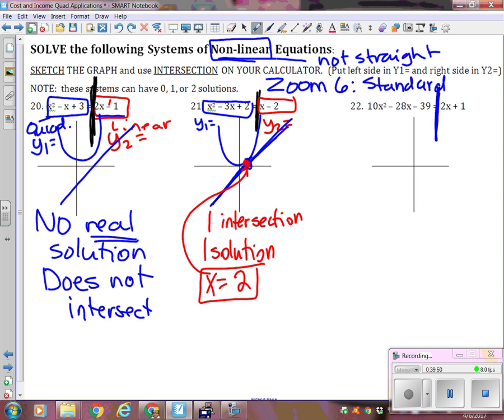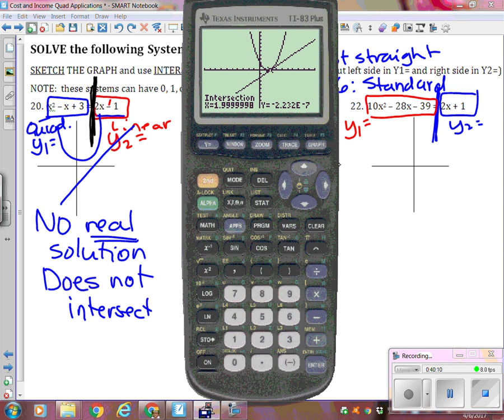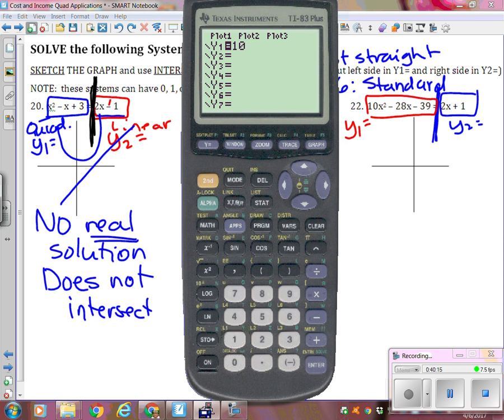Find the equals. That splits your problem. Everything to one side goes in what? Y1. Everything on the other side goes into Y2. All I ask you to do is sketch a picture of it on your graph. Okay. Y1, I'm going to clear it out. Clear that one out. 10x squared minus 28x minus 39. 2x plus 1. Anybody looking at it yet?